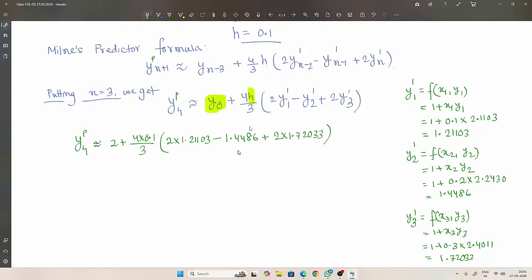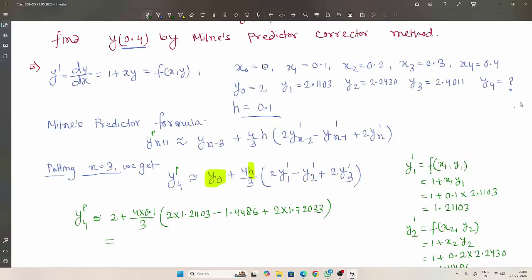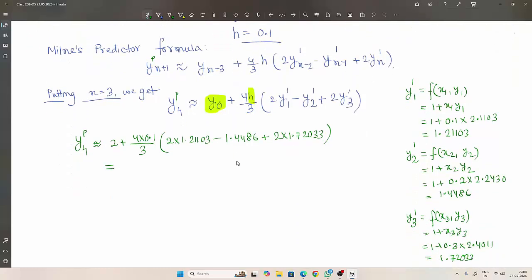All these values we have given here, and if you calculate it, does anyone have a calculator? If anyone has a calculator in their hand, you can calculate it and give me the value. 2.5885. Okay, so this is our predicted value. So the prediction part is over. Now we will go for the corrector part.